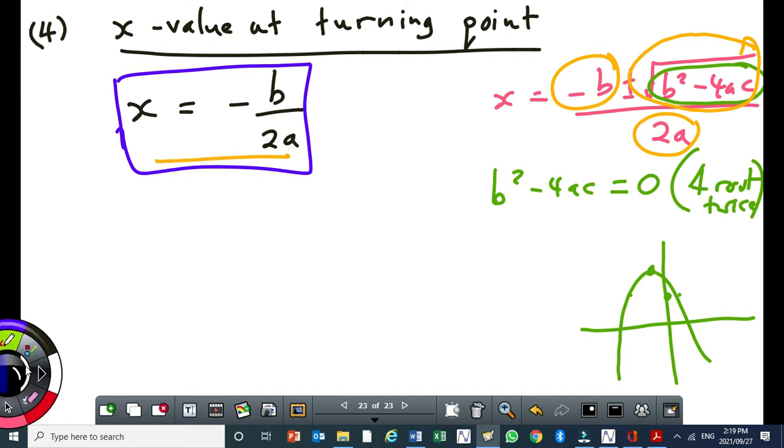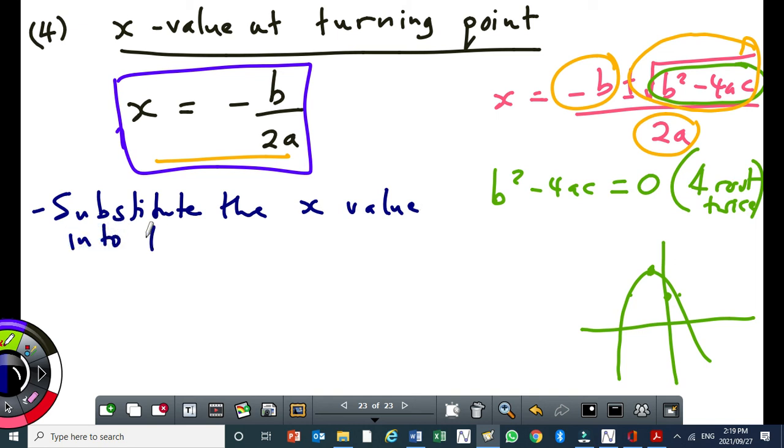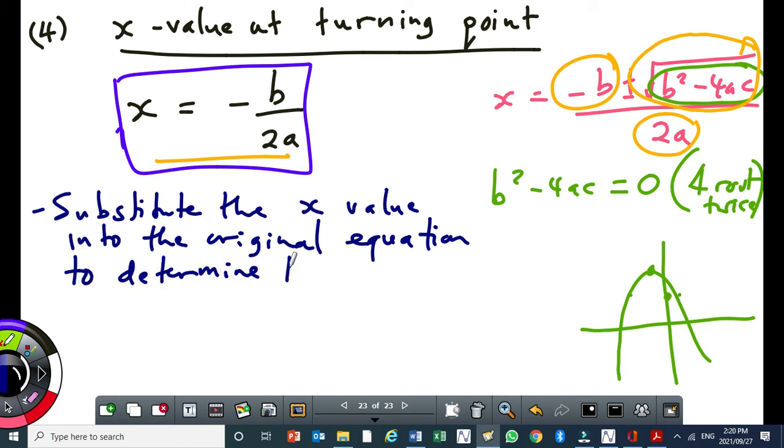Now, someone might be asking, how do I get the y value? Substitute the x value into the original equation to determine the y value at the turning point. So what I'm saying is, this x value, you substitute back into the quadratic equation, which is in standard form, to get the y value.